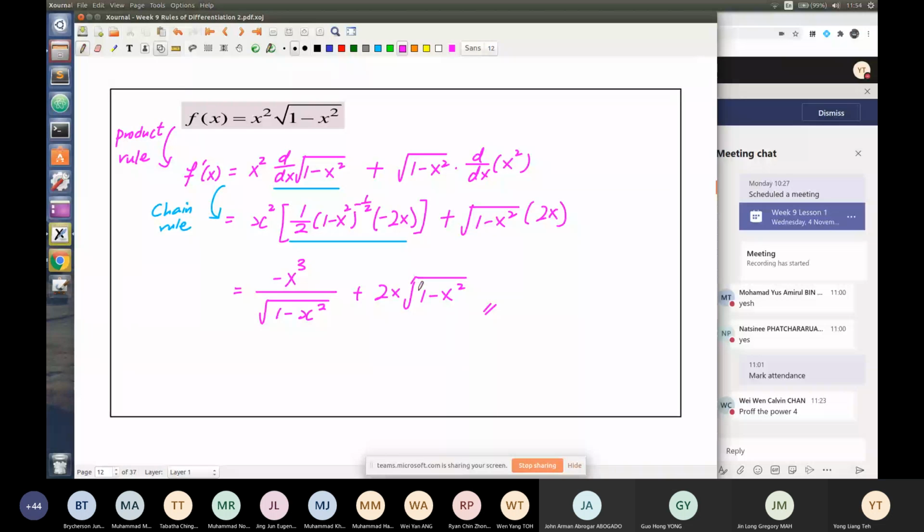Questions? So this demonstrates the use of chain rule in conjunction with the product rule. Okay, so all good. Moving on.